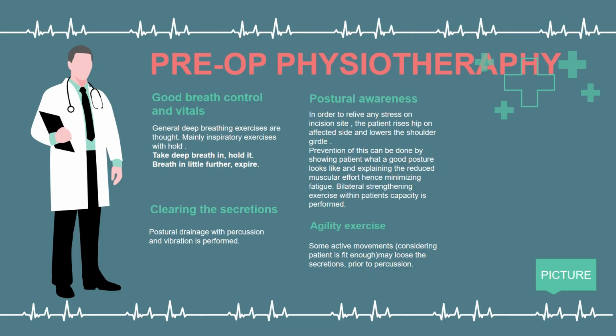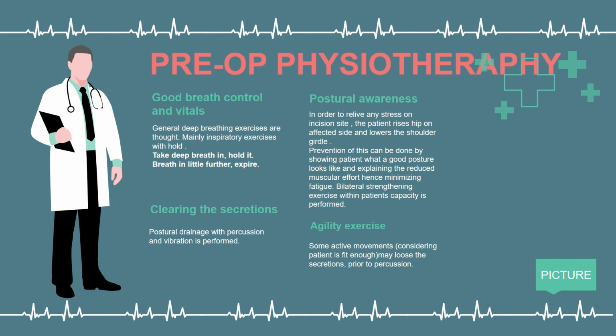Next, because of the incision and pain around the region, the patient tends to raise the hip and lower the shoulder. To prevent this, the patient is taught good posture and how it really looks. It is necessary to explain the reduced muscular effort, hence minimizing fatigue. Now bilateral strengthening can be started, like trunk rotations, side flexions with weights or resistance, plank and bridging.